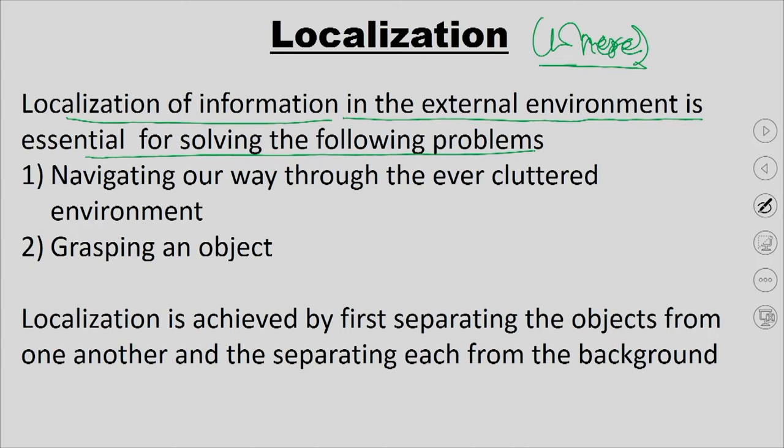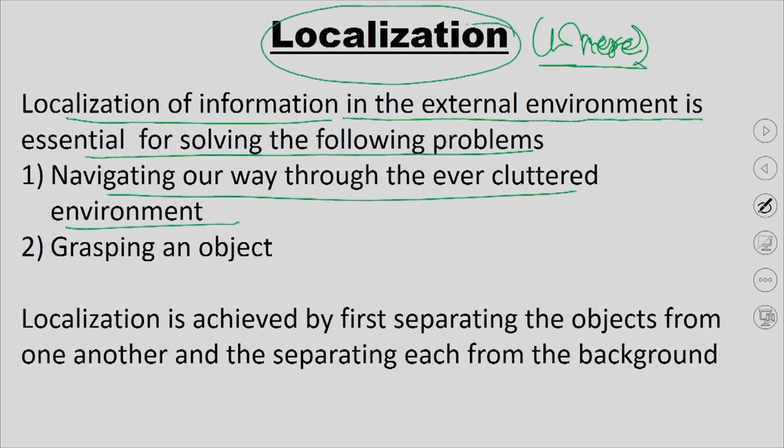First step is recognizing, or basically filtering, what you want to see, and the second step is locating where in the external environment are these objects. So why do we need localization? The answer is navigating our view through the cluttered environment. Human beings navigate through cluttered environments, and if they can locate objects in the external environment, they can navigate through complex environments and do their day-to-day work.